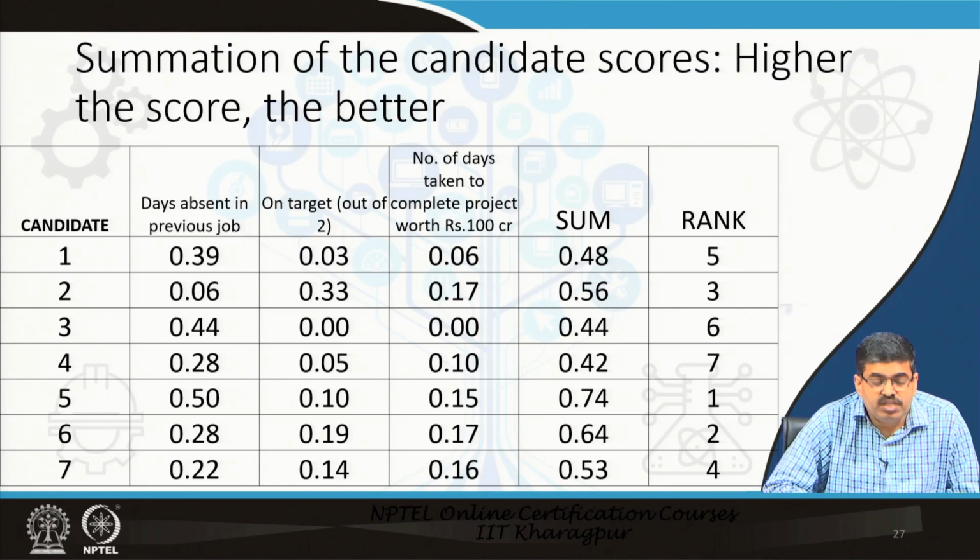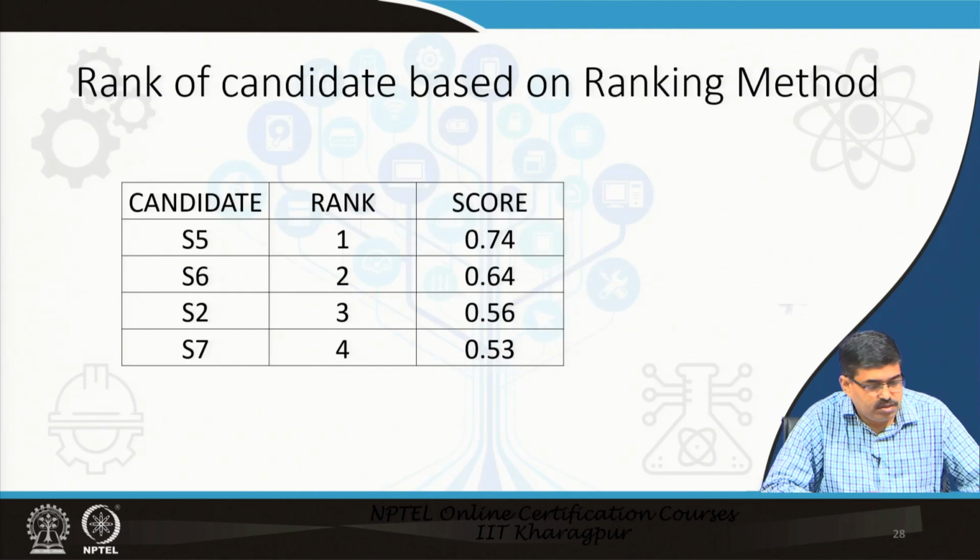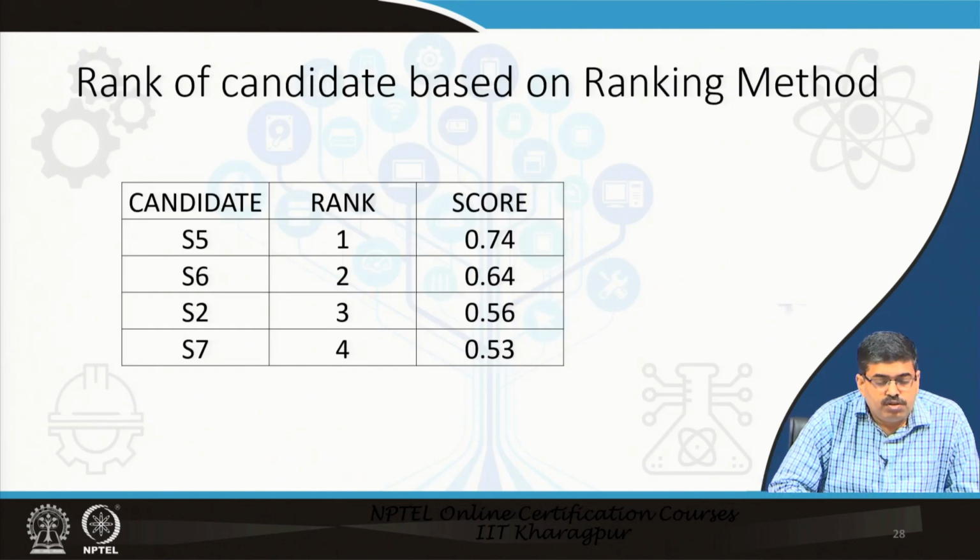So, here who is the first rank? Candidate 5. So, the rank of candidates based on the ranking method is 5, 6, 2 and 7, which are rank 1, 2, 3, 4.